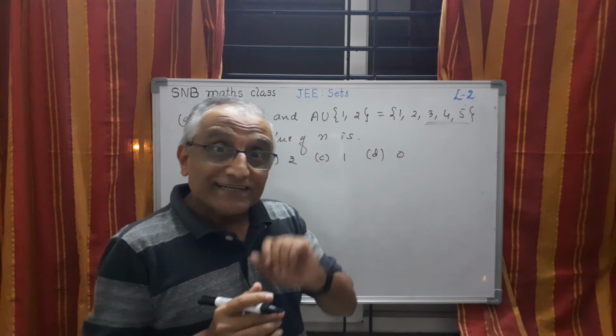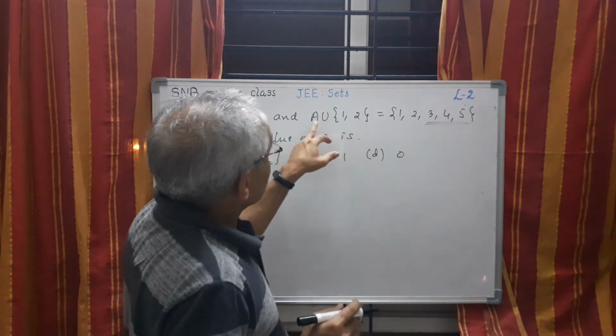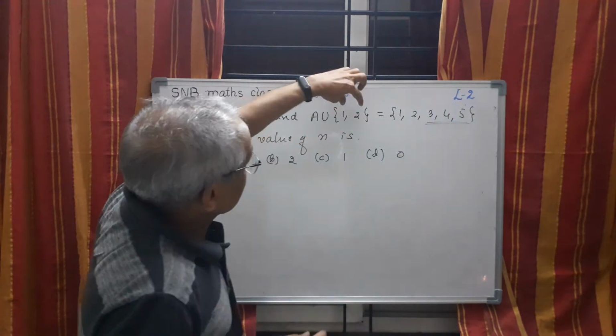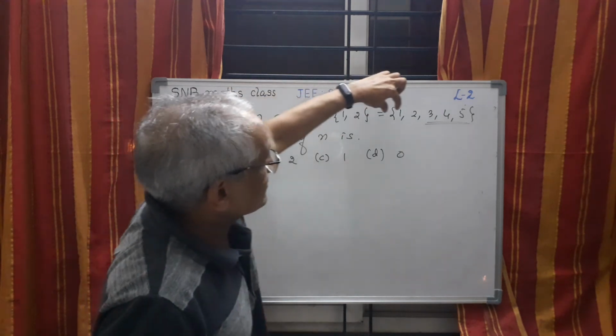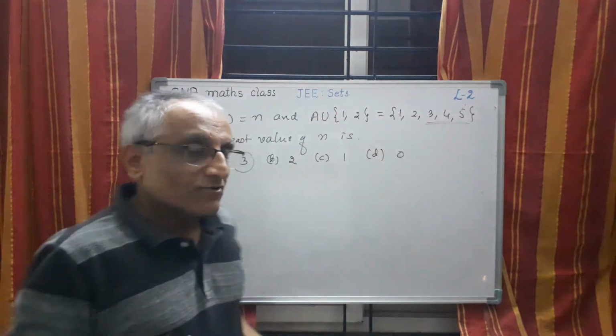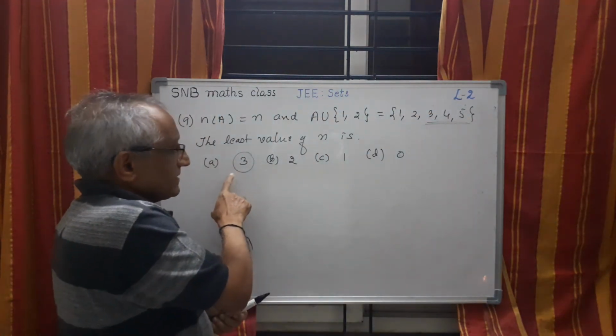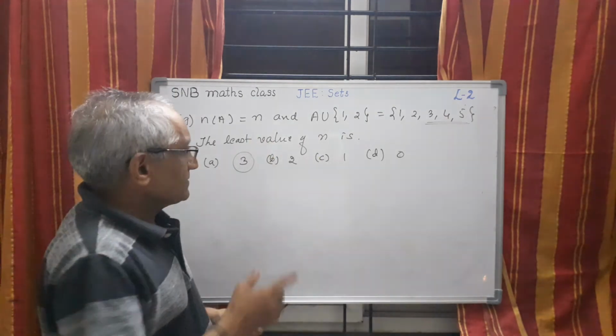What is the maximum? That also can be asked. The maximum is {1, 2, 3, 4, 5}, because if this is a subset of this one, then also the union will be 1, 2, 3, 4, 5. So both questions can be asked. So the least is 3 and the greatest, or the maximum, is 5.